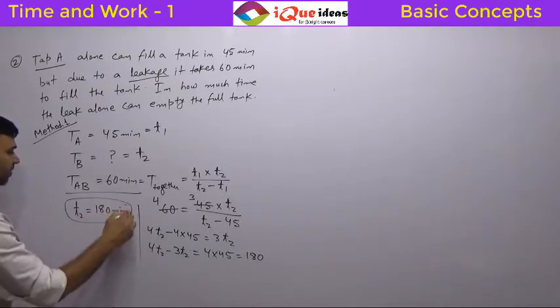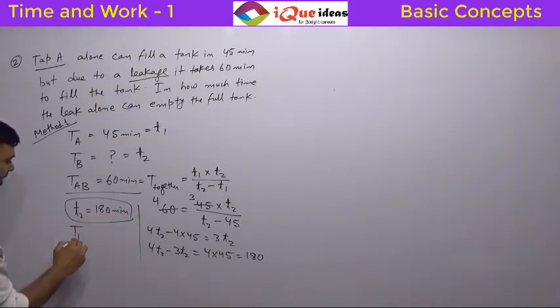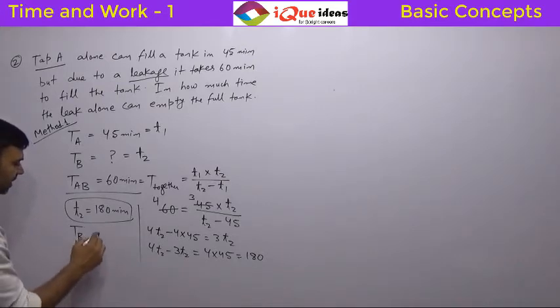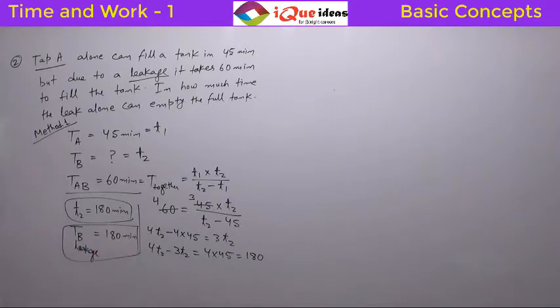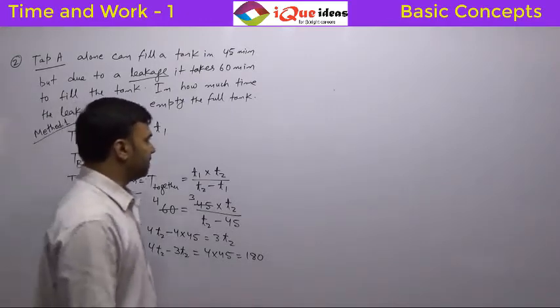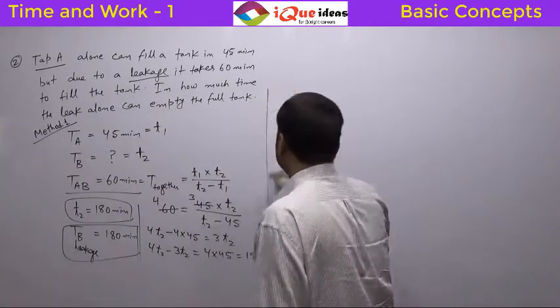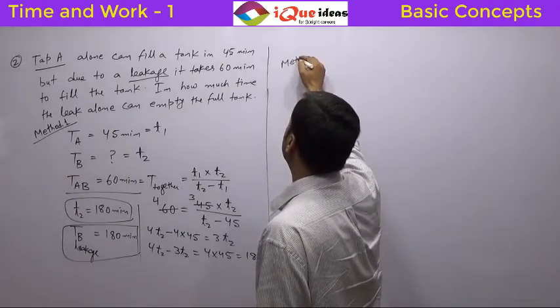Now what is T2? It was the time taken by the leakage, B. We assumed B to be leakage. That is equal to 180 minutes to empty the full tank. So this was one beautiful method of doing this question. Let's take another method of doing this, the LCM method. How do we apply the LCM method in this?